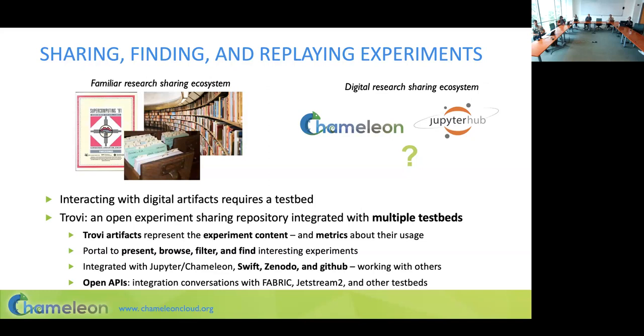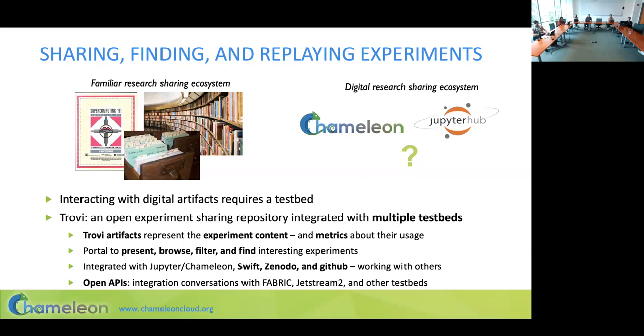So we created a service called Trovi, and sometimes people refer to it as Chameleon Trovi, and we need to all fight that because this is not a Chameleon service. So Trovi has open APIs that allow you to integrate any testbed, any open platform with the Trovi system. And we're currently working with Fabric, and we're also working with another NSF-supported cloud called Jetstream to integrate them with Trovi so that users can run experiments or teaching modules or anything like that on those different platforms as well.